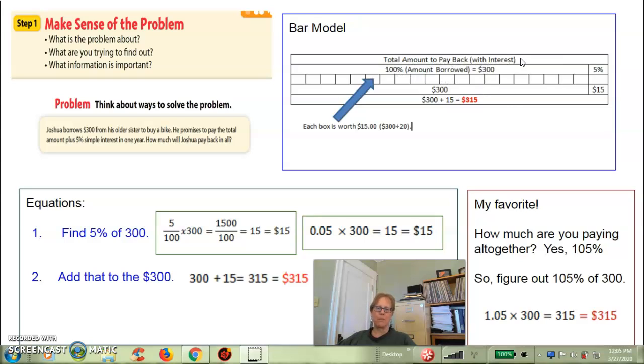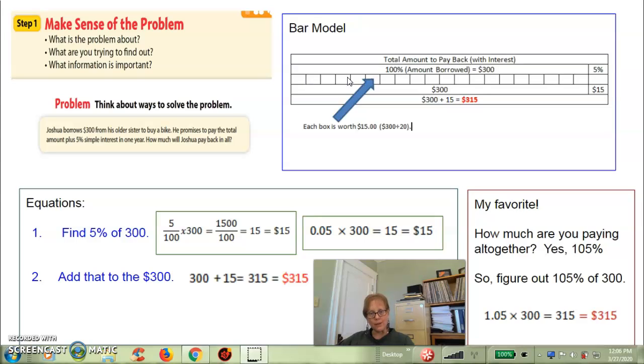The total amount to pay back in this situation is going to be the 100%, which is $300, plus whatever the 5% is. I love these bar models because they actually give you a visual of what's going on here. And then I use this one to kind of do a good visual for solving this. I decided, well, an easy way to find 5% is take the 100% and divide it by 20. Well, why does that work? Well, because 100 divided by 20 is 5.